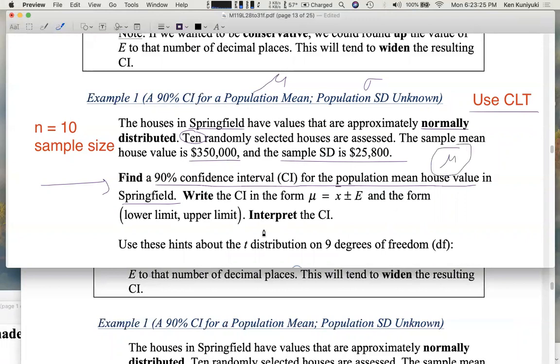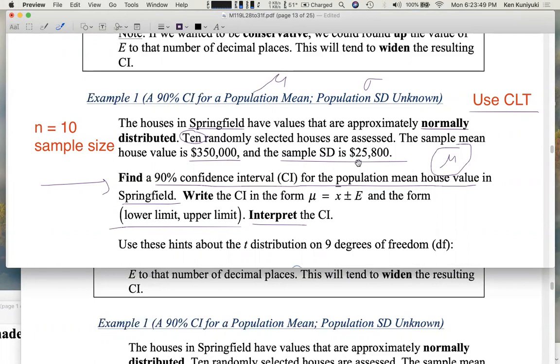When you write your final interpretation, you should say the population mean house value in Springfield. As a shorthand, we'll use mu, the notation. And we're going to write the confidence interval in both this form involving the margin of error and also the form involving the limits. And we'll interpret. All right. The sample size is 10.